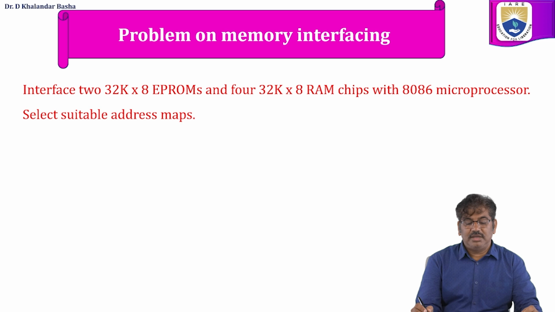Now we will see the interfacing problem, where we are going to consider 2 32K by 8 ROMs and 4 32K by 8 RAMs. So the problem statement is: interface 2 32K cross 8 EPROMs and 4 32K by 8 RAM chips with 8086 microprocessor with a suitable addressing map.